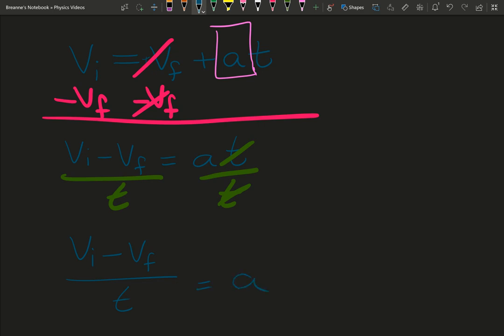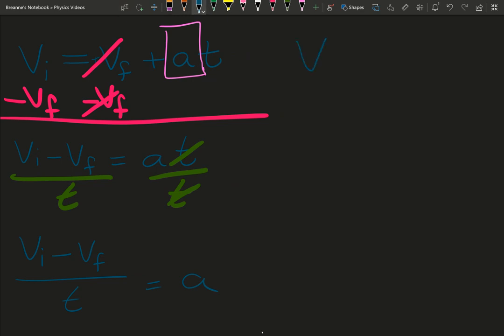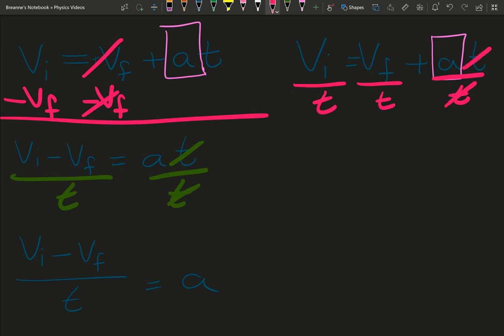There we go. Now, let's say you're like, but what happens if we do divide by t first? You can. You can divide by t first. We still want A by itself. So let's say we did divide everything by t first. But you'd have to divide each part by t, because it's a different part, separated by a plus sign. So that cancels out, and you're left with Vi over t equals Vf over t.